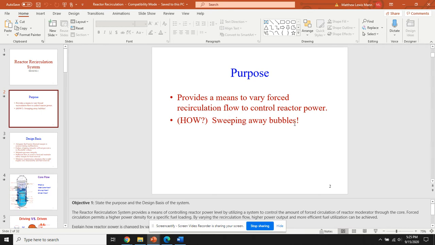It actually sweeps away bubbles. So as the water goes up, it heats up more and more. And near the top of the fuel bundle, you'll actually have some bubbles as the water starts to boil. So if I push more water in with these recirculation pumps, it's going to push those bubbles up higher, which will cause power to go up because there's more water there to slow the neutrons down. That's sort of strange to think about, but it is the case.